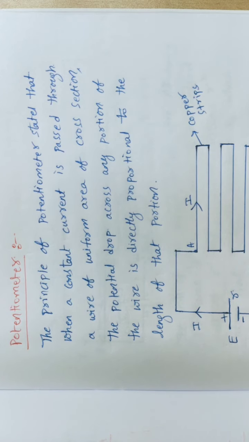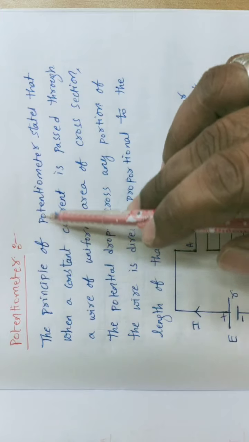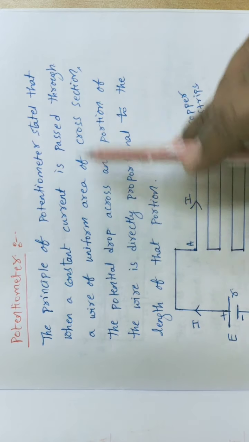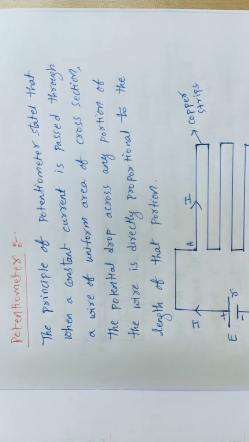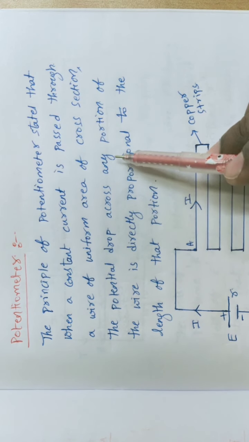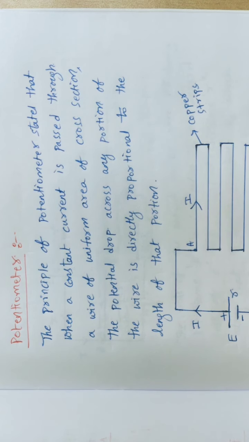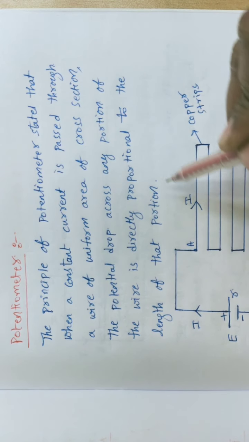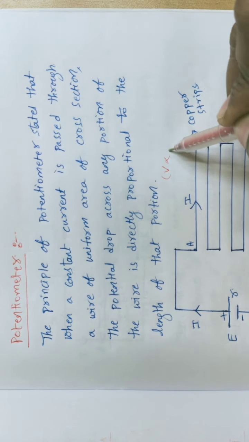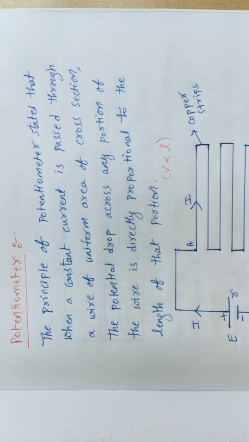Here the principle of the potentiometer states that when a constant current is passed through a wire of uniform area of cross section, the potential drop across any portion of the wire is directly proportional to the length of that portion. Means we can write V is proportional to L. Such a relation we can find. How to find that relation, in this class now we will discuss it.